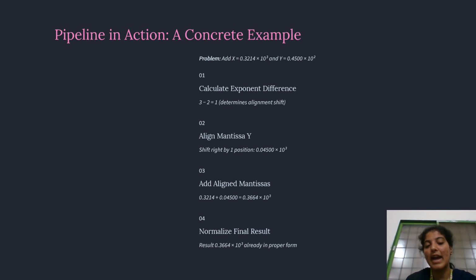The third step is to add the aligned mantissas. When we add both, we get 0.3664 times 10 power 3. And the fourth step is to normalize the final result. Here it is already in proper form.